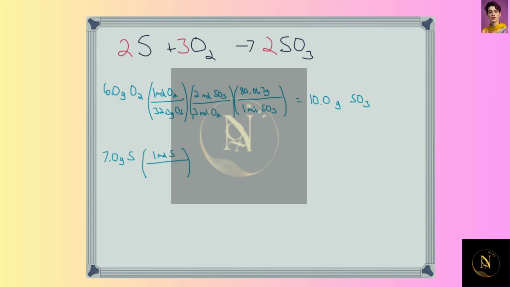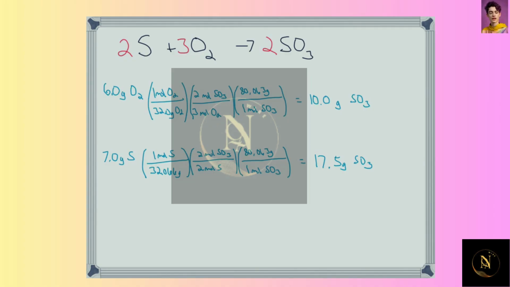If we additionally have 7 grams of sulfur, we can convert the grams of sulfur into moles of sulfur by dividing by its molar mass, and then go from moles of sulfur to moles of sulfur trioxide, which is a 2-to-2 relationship, and then moles sulfur trioxide to grams sulfur trioxide, just as we did up here. So if all of the sulfur is consumed and there's enough oxygen, we'll get 17.5 grams of sulfur trioxide.